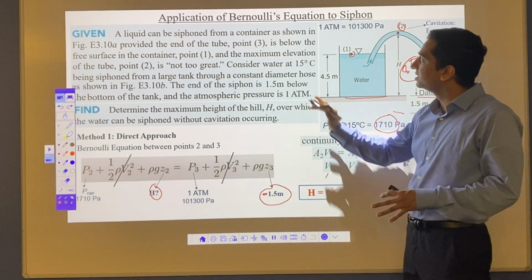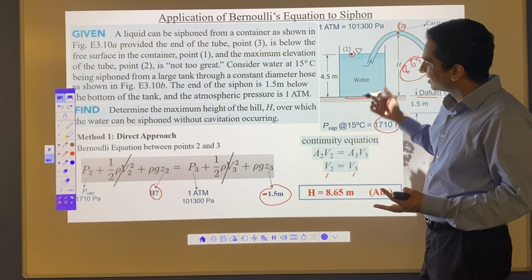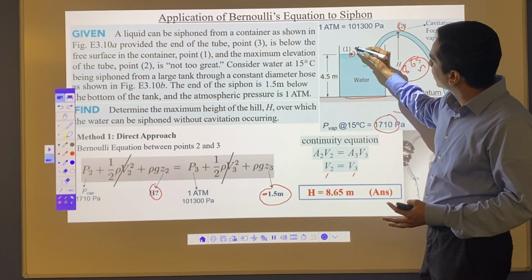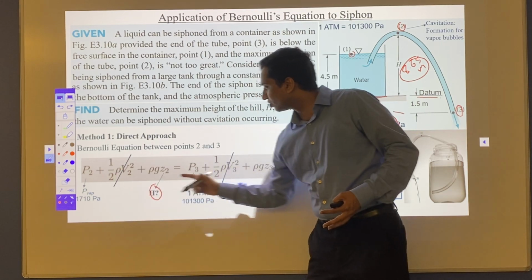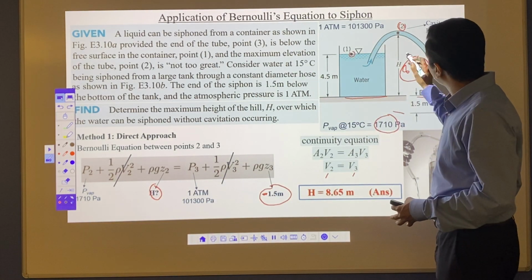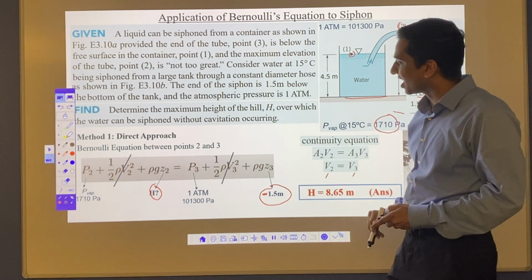It's a simple problem, an application of Bernoulli's equation for the process of siphon. The reason it works is that we have the same energy at any given point, at point 1, point 2, point 3. So you can use that relationship between point 2 and point 3 and calculate this height.